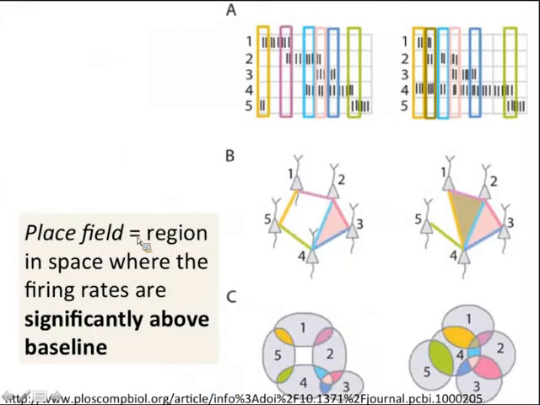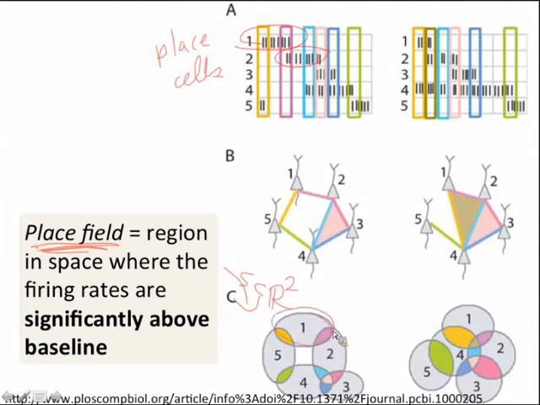So a place field, some definitions. We know what the place cells are. Up here in A, we've got our place cells: the spiking data for cell 1, the spiking data for cell 2, etc. Down here, we've got our regions in which our mouse is traveling in the two-dimensional plane. So this is some subset of R2. And the place field will be the region in space where the firing rates are significantly above baseline.